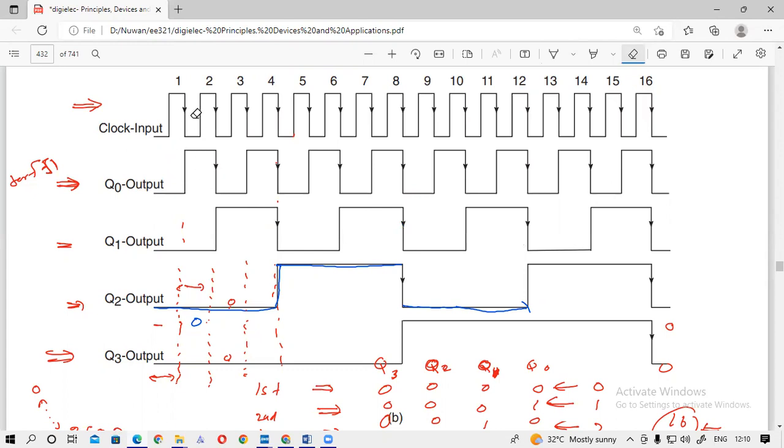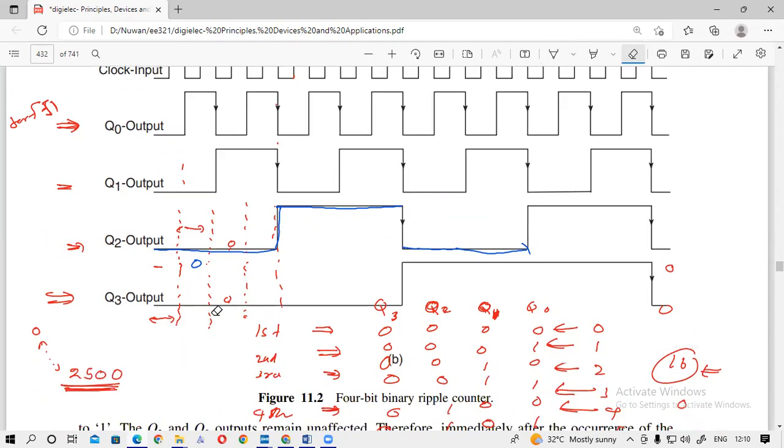The clock frequency will be the same, but if these edges are at the same point, we call it synchronized. But here it is not synchronized, because there can be a little shift between this clock input and the second flip-flop's clock input. So you will have the same thing for the next one. Now tell me.